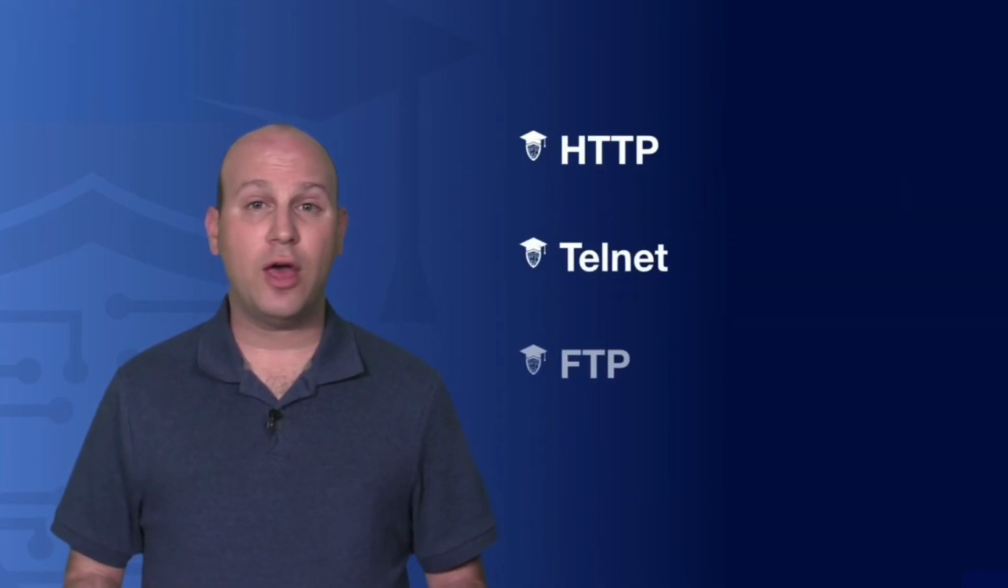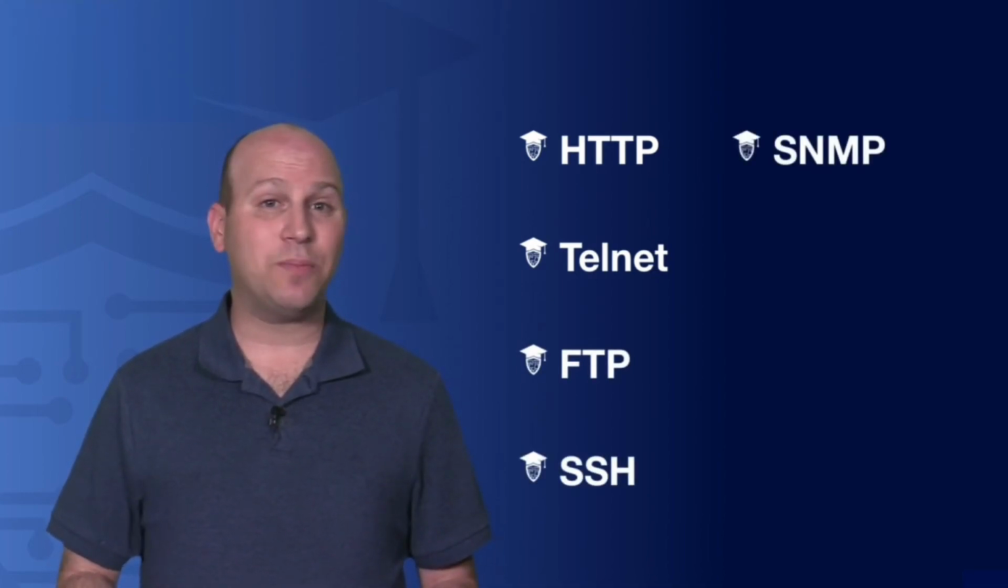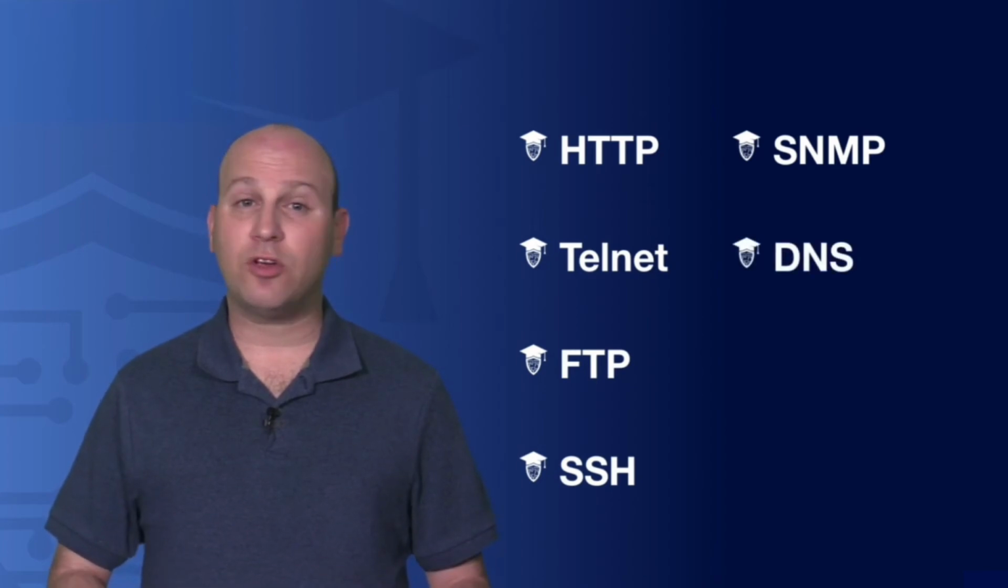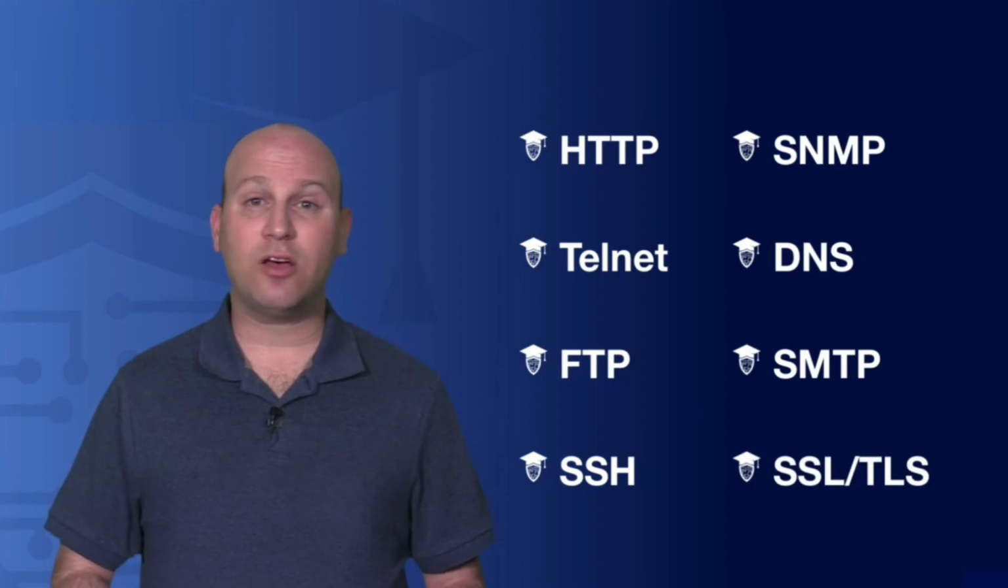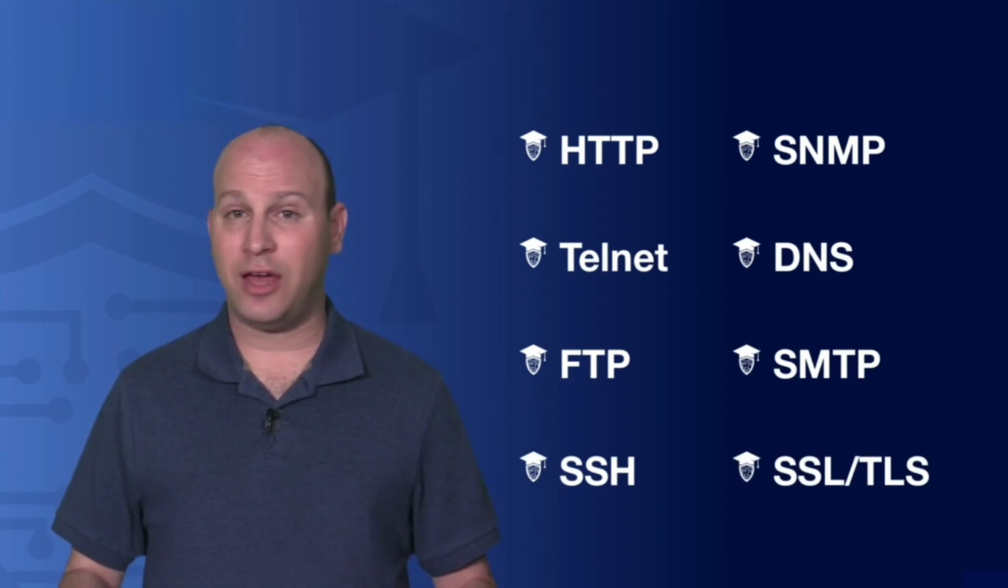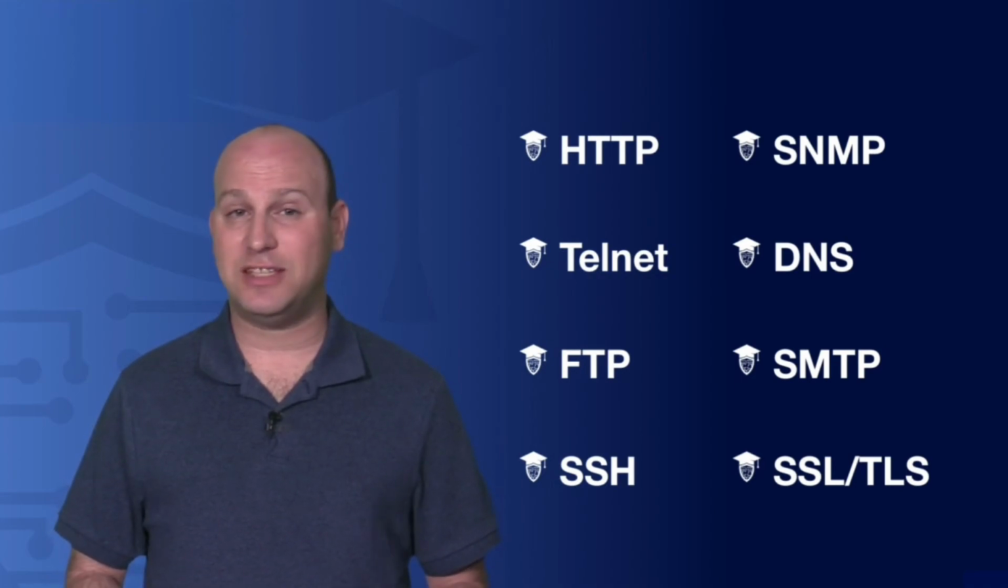This would be things like the Hypertext Transfer Protocol for web browsing, Telnet for remote control, FTP for file transfer, SSH for remote shell, SNMP for network management, DNS for domain name resolution, SMTP for sending mail, and SSL or TLS for secure web browsing and encryption. All of these things are going to be found here in the application layer of the TCP/IP model.